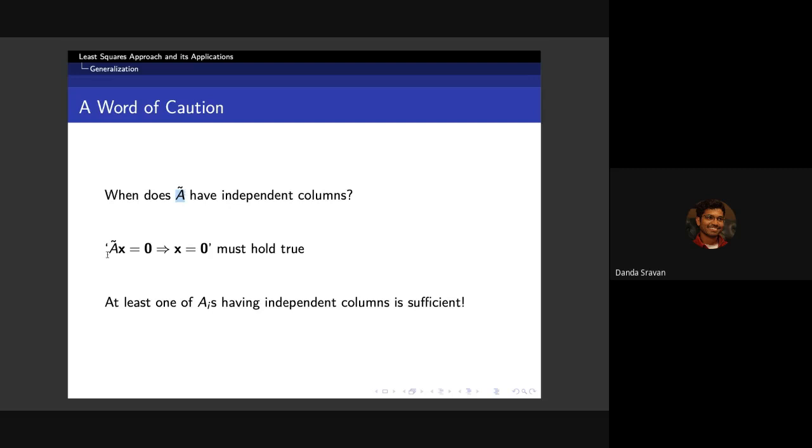So in fact, one can easily verify the independence condition. You can check this at home again, and it's easy to verify that if at least one of my Ai has independent columns, then A tilde x is 0 only if x is 0. Or in other words, A tilde has independent columns. So this is a very useful property in practice, and this has some far-reaching consequences.